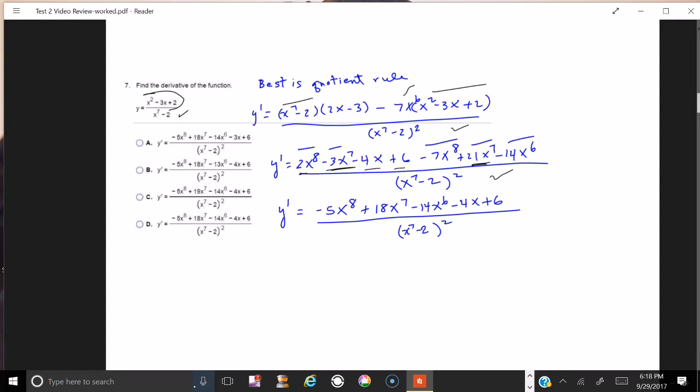Now we combine the x to the 8th terms, and we get minus 5. We combine the x to the 7th term, which is minus 3 plus 21, gives you plus 18. And then the next term would be minus 14x to the 6. There's only one x to the 6. And then minus 4x plus 6, all over x to the 7th minus 2 quantity squared. And that is answer D.